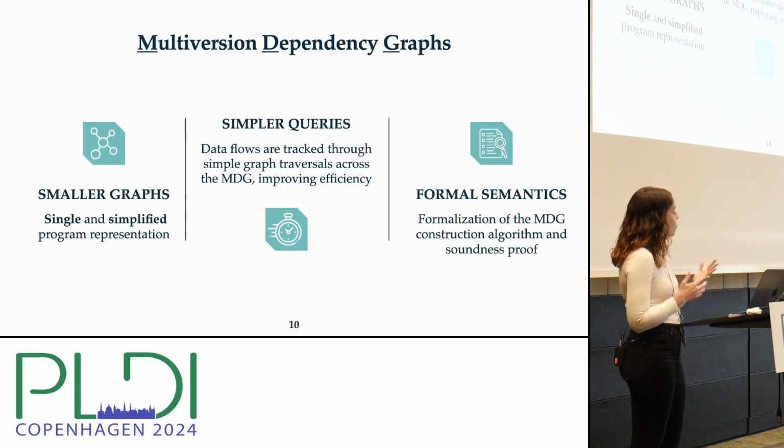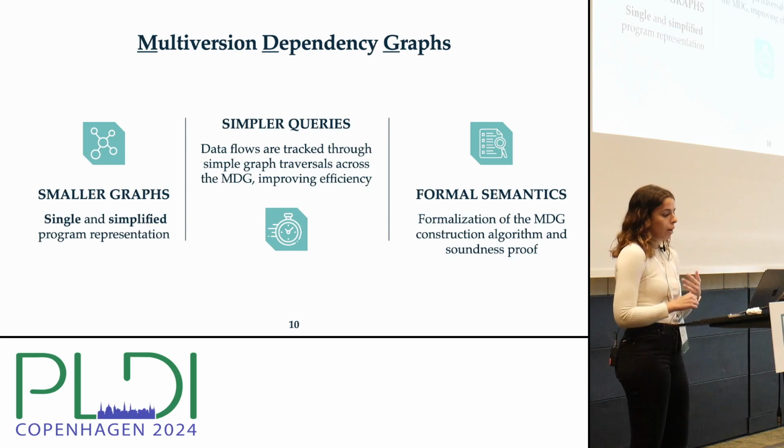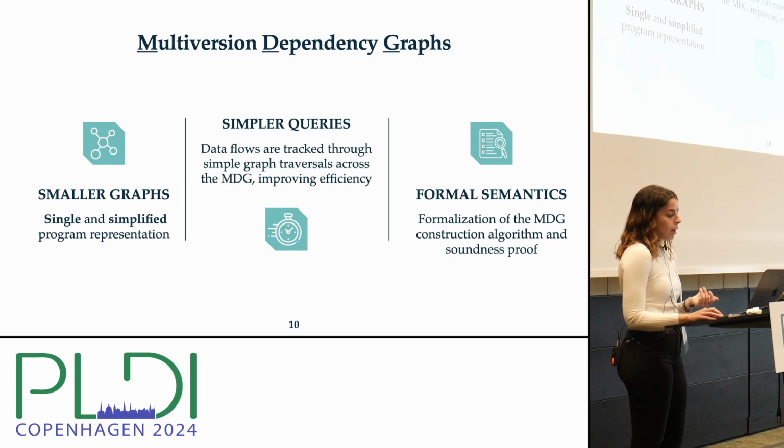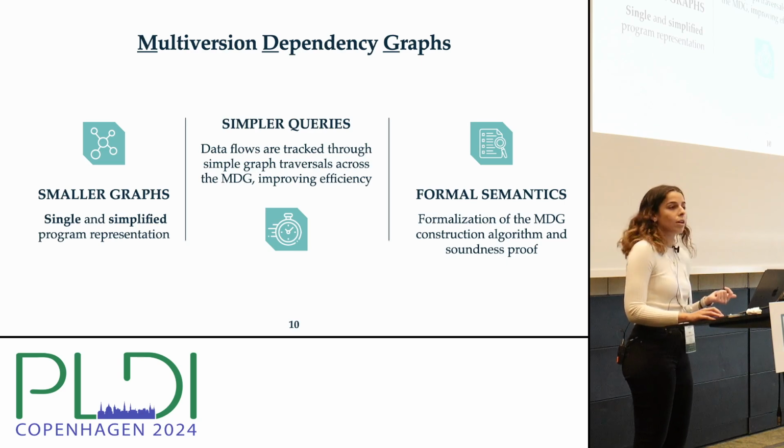So in sum, our graphs are smaller because they rely on a single and simplified structure. And because of this, they allow for simpler queries because they only need to iterate through a single structure without going back and forth between all of those program representations, looking for syntax and flow information. The construction algorithm is also formalized and proven sound.